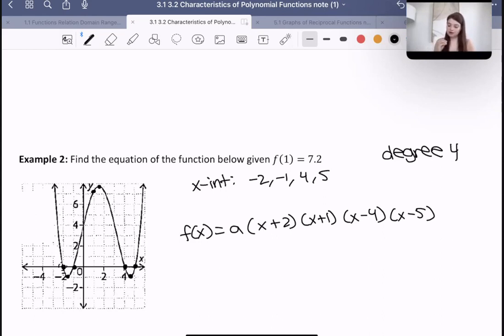But we do have a point. We know that f of 1 is equal to 7.2. So if I sub in 7.2 for f of x, and I sub in 1 for all my x values, then what do I get? Let's see what I get.